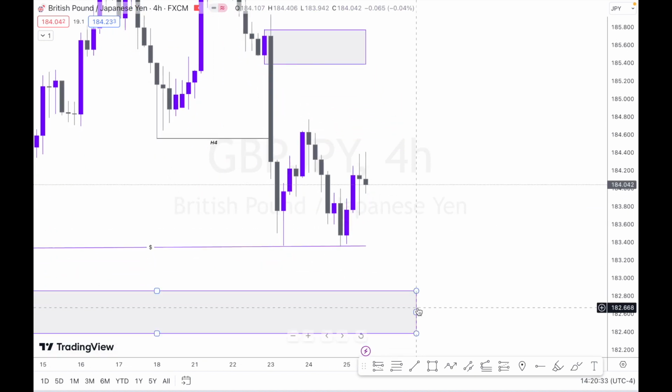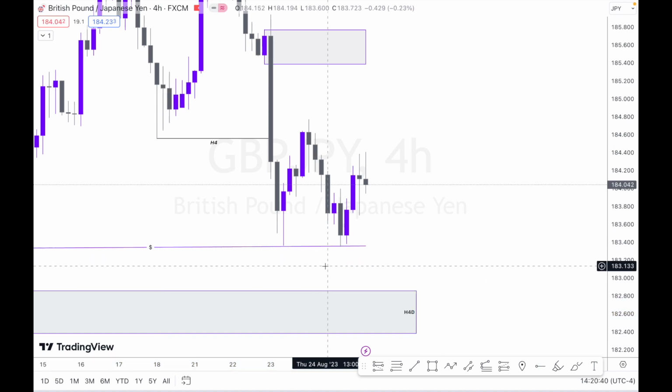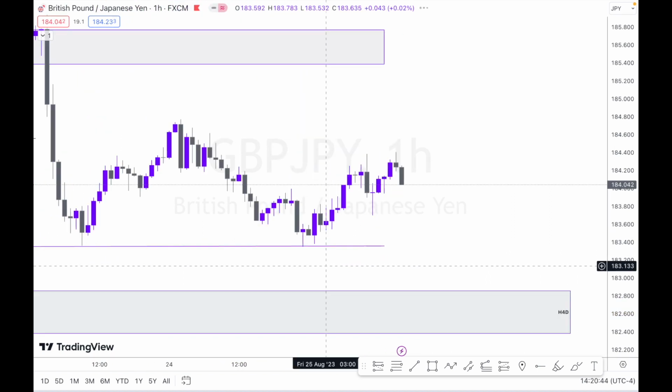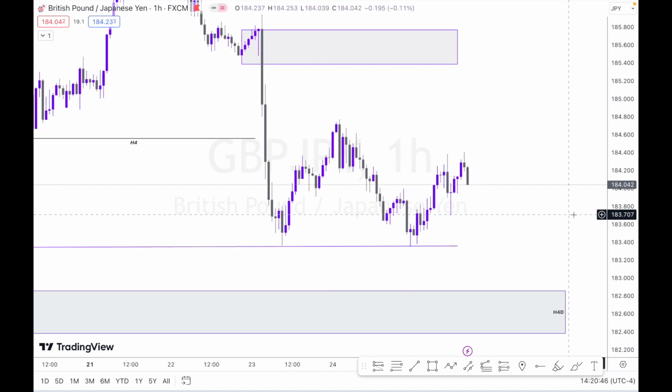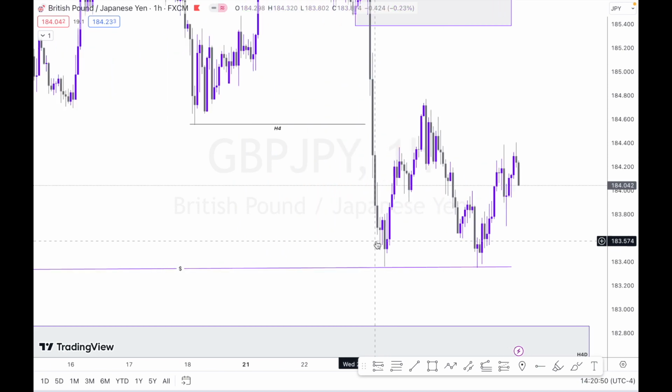So now, let me mark this out real quick. What is this? 4 hour, yeah. So now, okay, so now we're gonna drop down to 4 hours bearish. So now we're gonna drop down time frames. Okay, so this is confirming my bias.